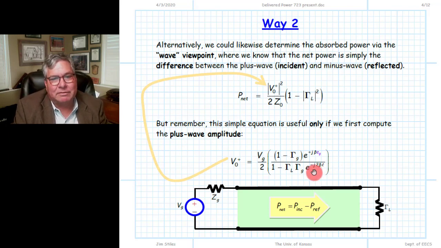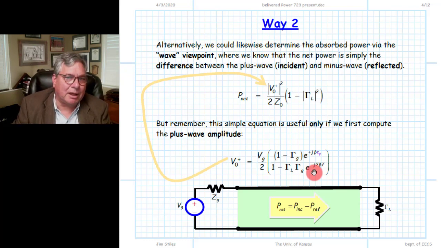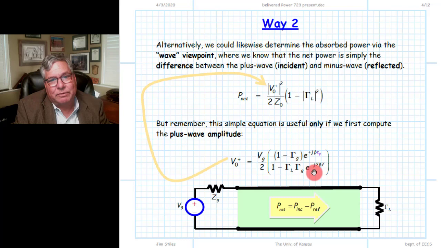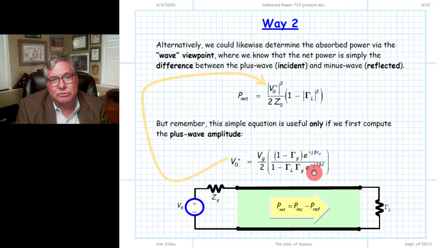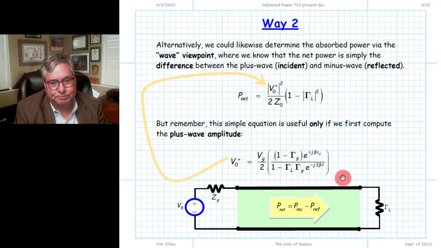Again, I wouldn't really recommend solving for V0 plus in this way. I would go through and apply boundary conditions directly. I think you would find it easier. Oftentimes we have special cases in our circuits that can be applied to determine the value of V0 plus and V0 minus, so take advantage of those if they are available to you. But the bottom line is, if we can analyze the circuit and determine V0 plus, and thus the power associated with the plus wave, the incident wave, and then V0 minus, and from that the power associated with the minus wave, the reflected wave, we simply take the difference, and that is the net power flow along the transmission line.